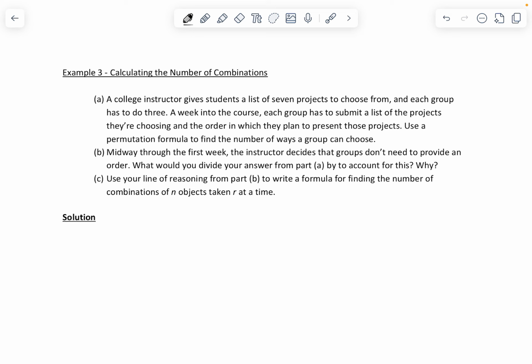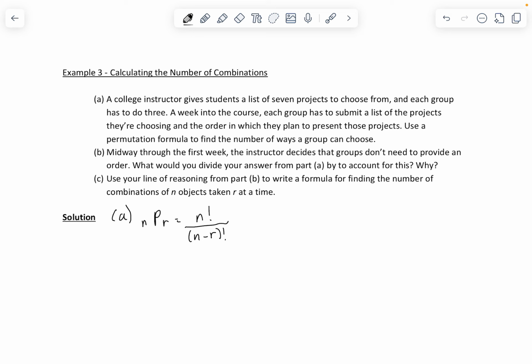Well, the permutation formula that we would use is the exact same one that we used in section 10.2 in the previous video. So that formula looks like this. n factorial over n minus r factorial, where n is the number of items in the group and r is the number of items that you choose.